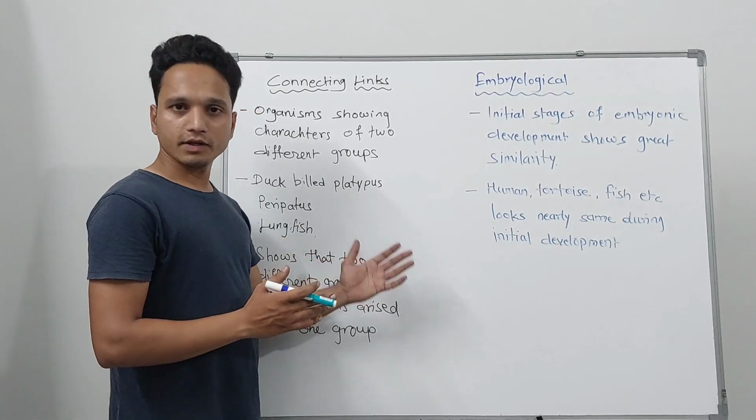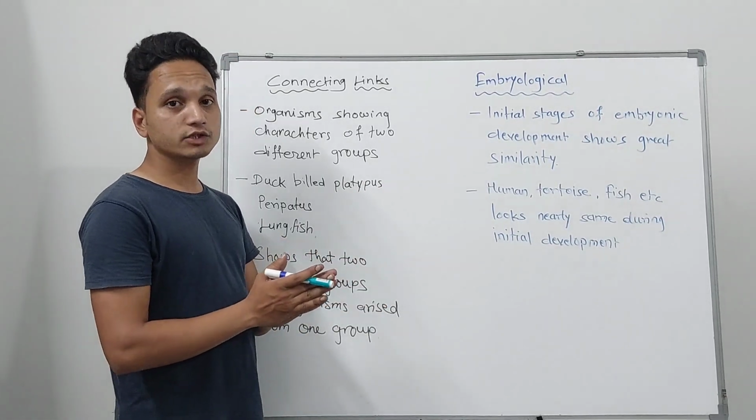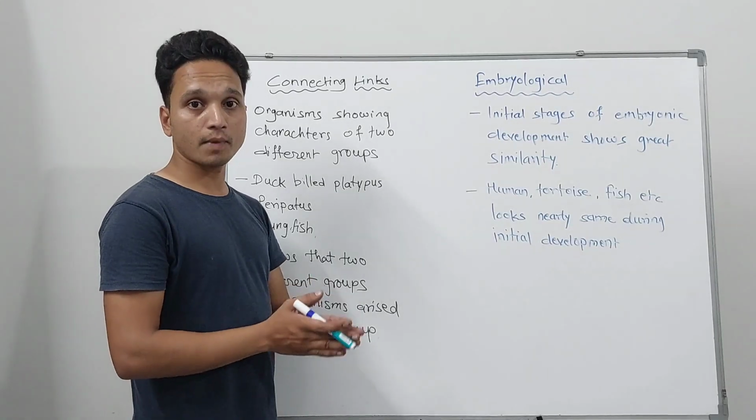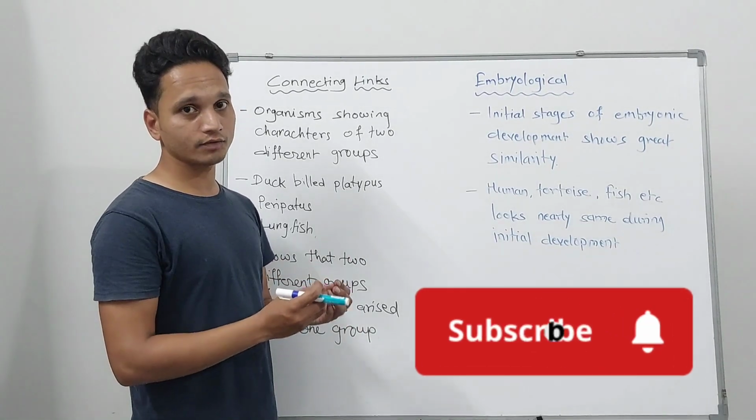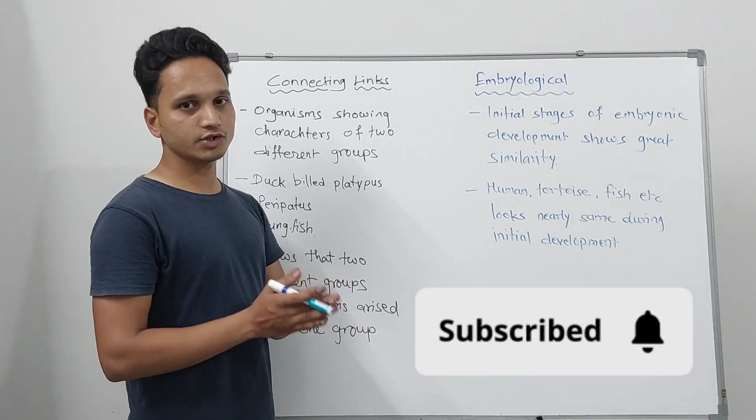We are done with the evidences of evolution here. Now in the next video, possibly we are going to discuss natural selection and survival of the fittest, the theory given by Charles Darwin.